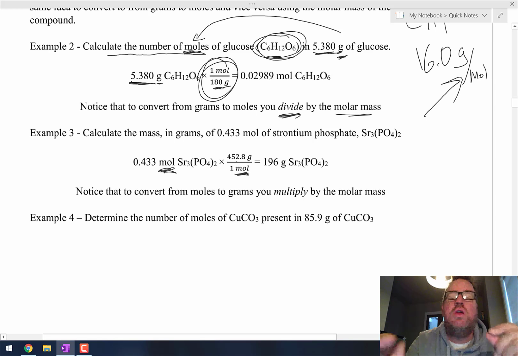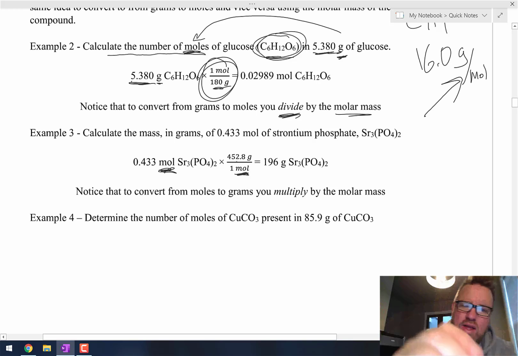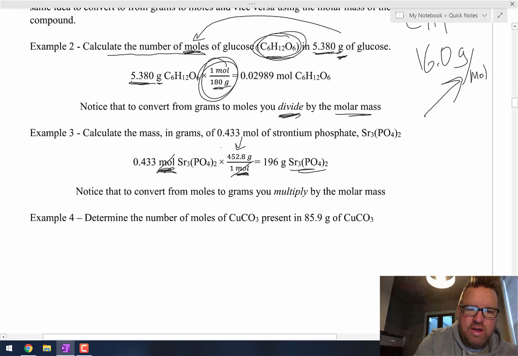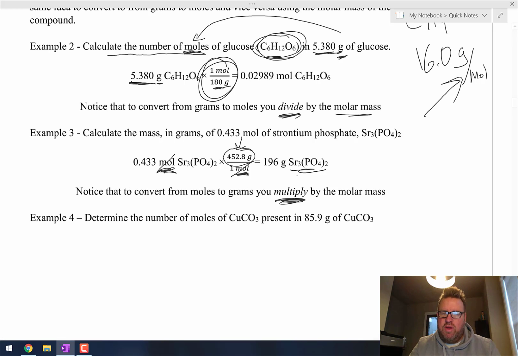Of course, moles. The reason for that is so that the moles will cancel. So the molar mass of strontium phosphate has to go on the top. I already did it. It's 452.8 grams. And now I go to my calculator. Since the grams are on the top this time, instead of dividing, we're going to multiply. So to convert from moles back to grams, you multiply by the molar mass.